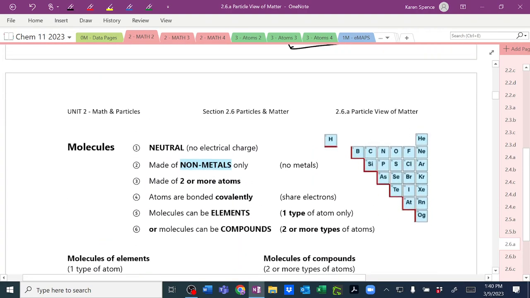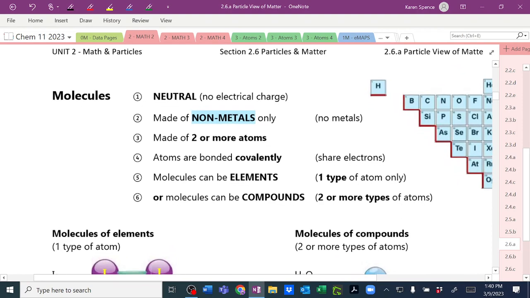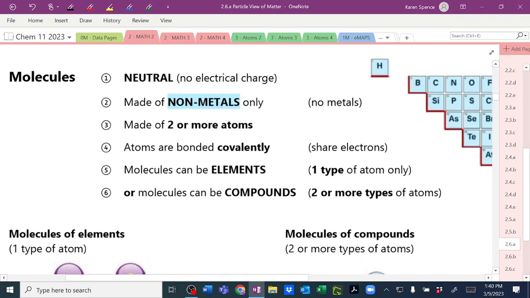Okay, on to page 94. Molecules. If you recall, we just talked about it. Molecules are neutral. They have no electrical charge. They are made of non-metals only. They are made of two or more atoms. You cannot have a molecule that is made of one atom. If you had a molecule that was only one atom, it would just be an atom, right? You just have one atom, it's not a molecule. The atoms are bonded together covalently.